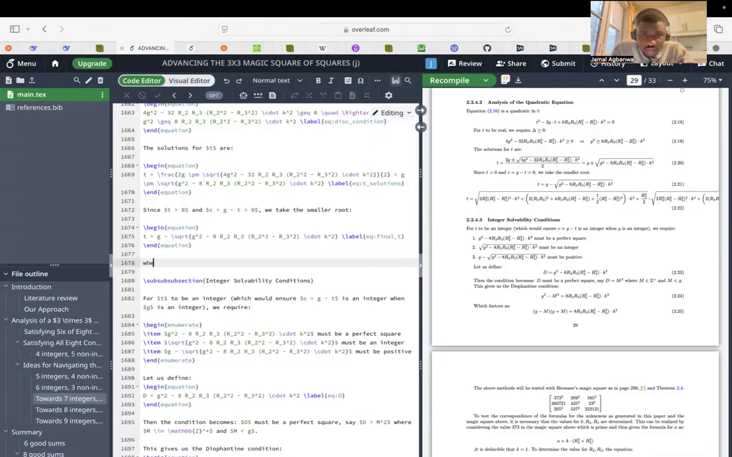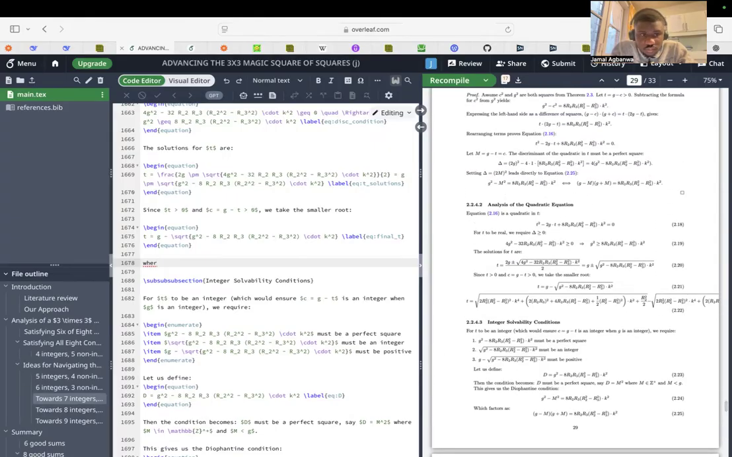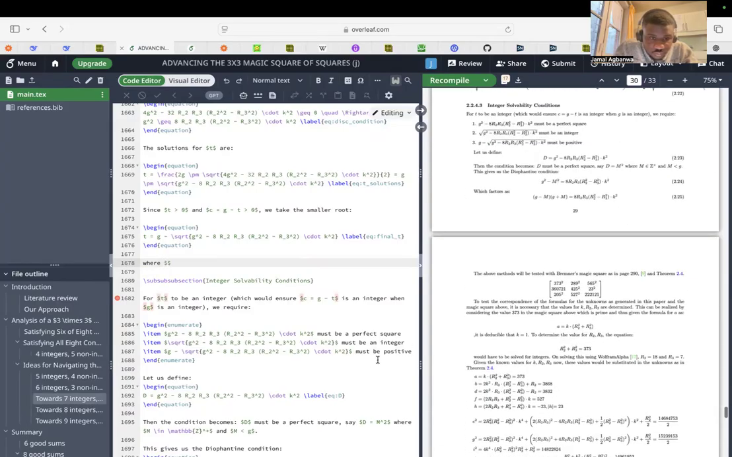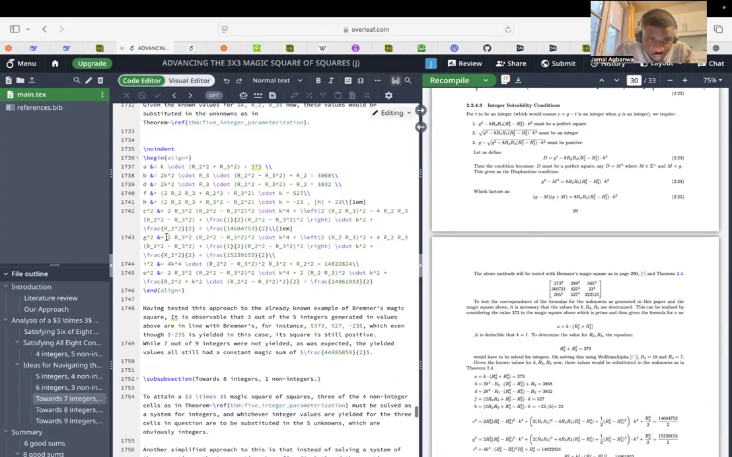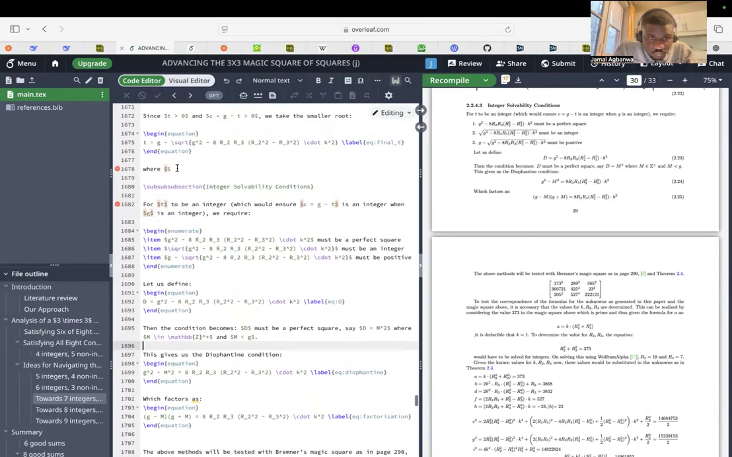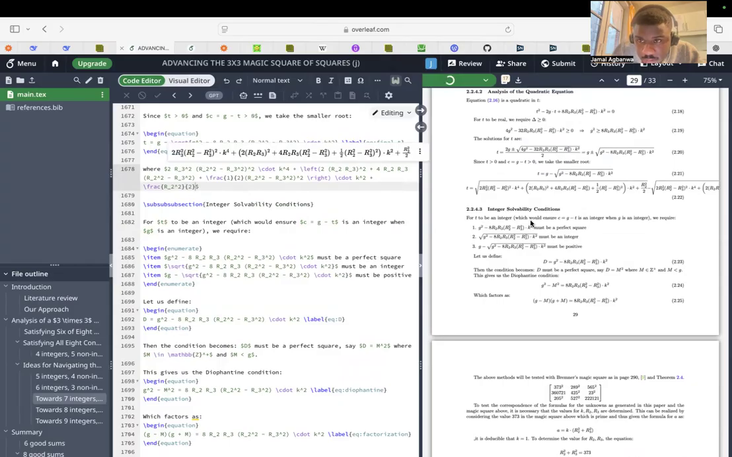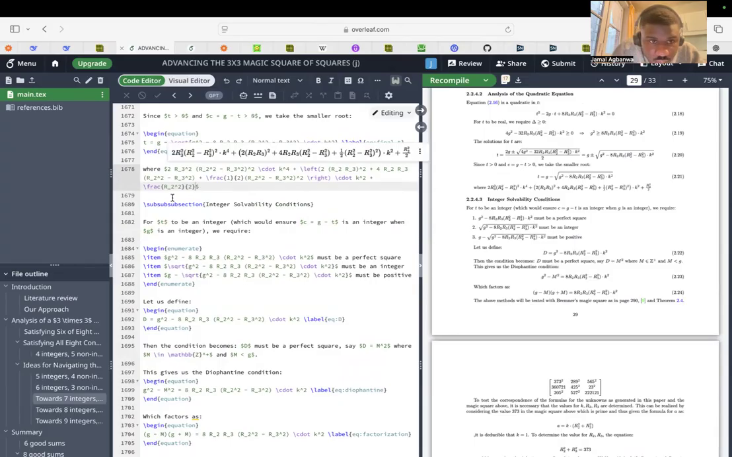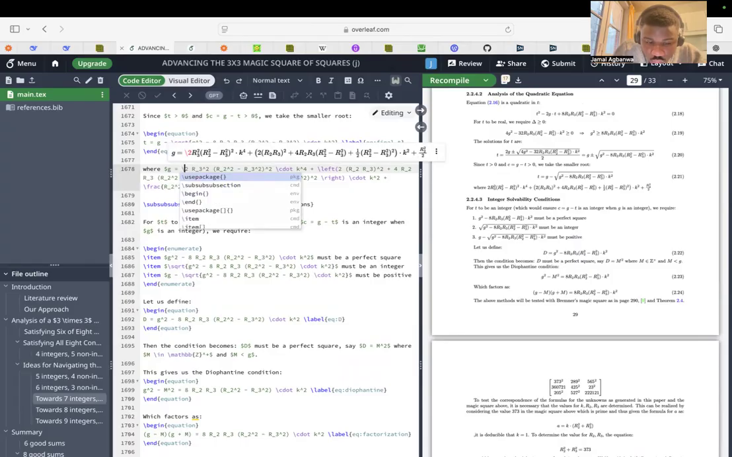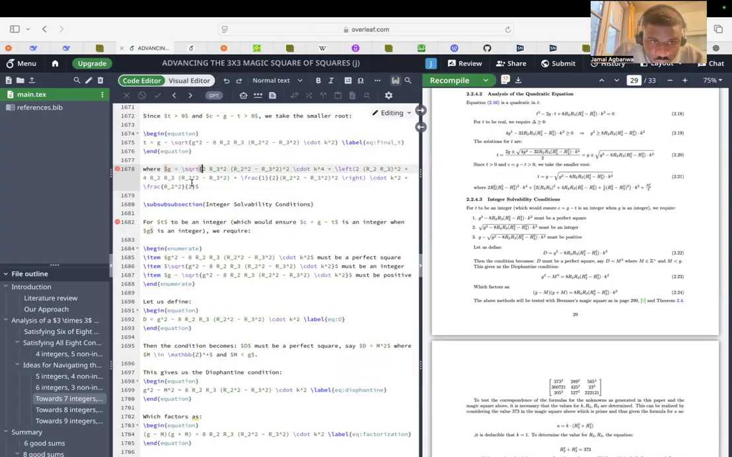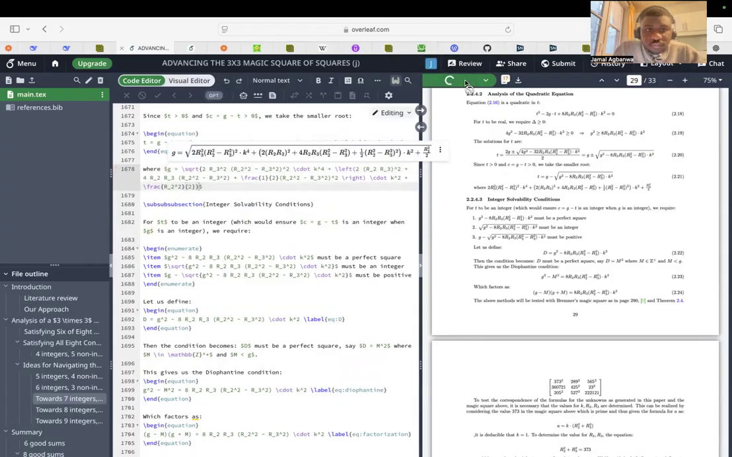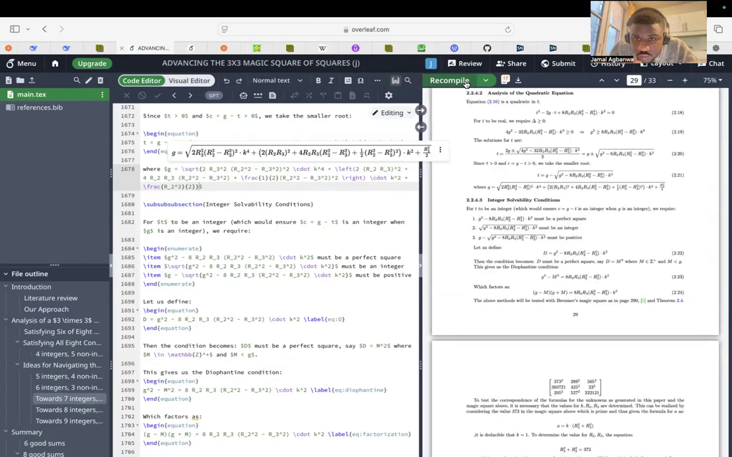Let me just indicate here once again where G equals square root. Okay, good. So we are done.